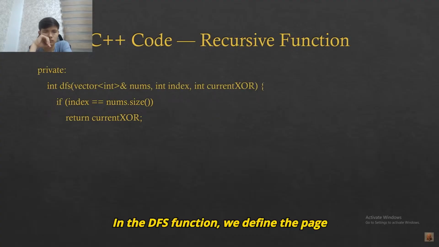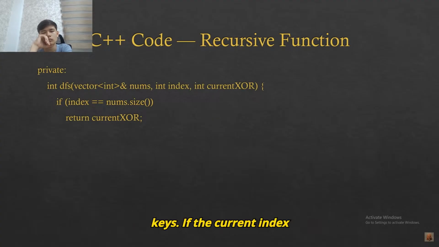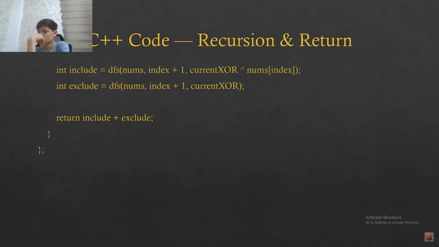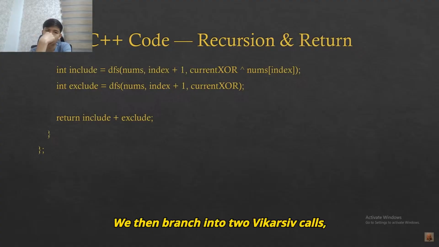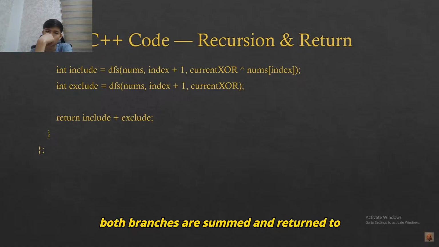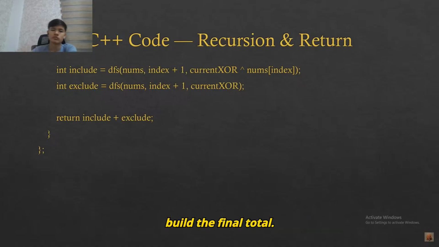In the DFS function, we define the base case. If the current index equals the array size, we have completed forming a subset and return its XOR value. We then branch into two recursive calls, one where the current element is included by applying XOR, and another where the element is skipped. The results of both branches are summed and returned to build the final total.